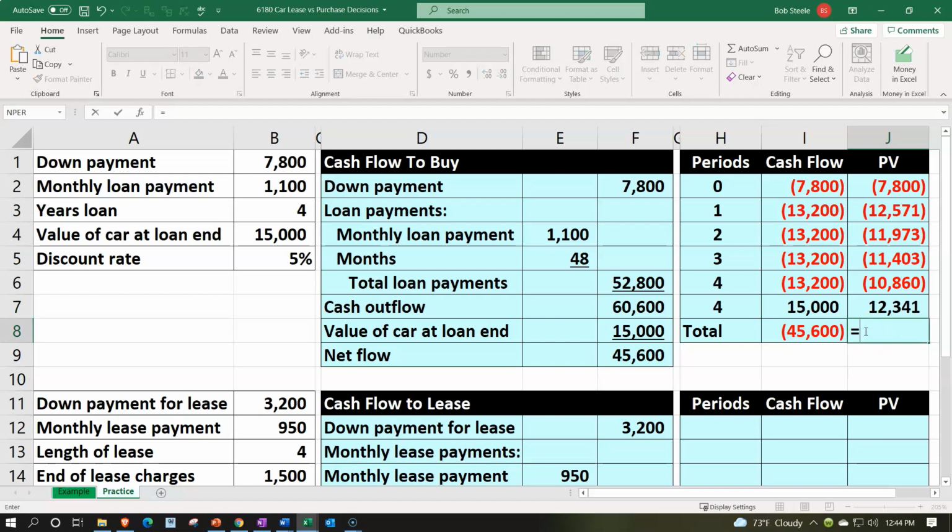it's worth in current dollars, period 0, 12,341. Summing this up equals the SUM, shift 9, and summing that up, we get the 42,266. Let's put an underline, font group and underline.